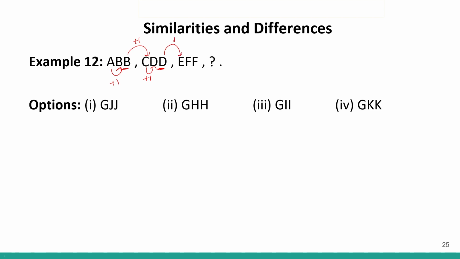From here we move plus 1, here we move plus 1, and then it is being repeated. So again, from here we'll move plus 1, which will give us G, and then we'll go plus 1 again, will give us H, and then we'll repeat it. So our code will be GHH, which is option number 2. So option number 2 will be the correct answer.